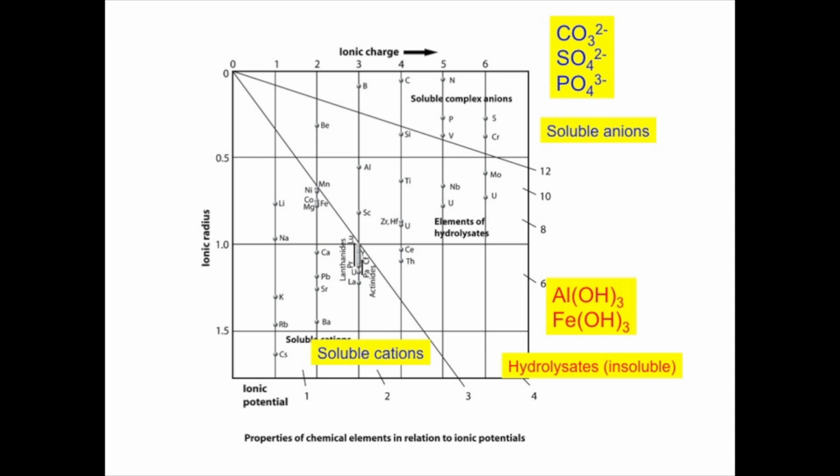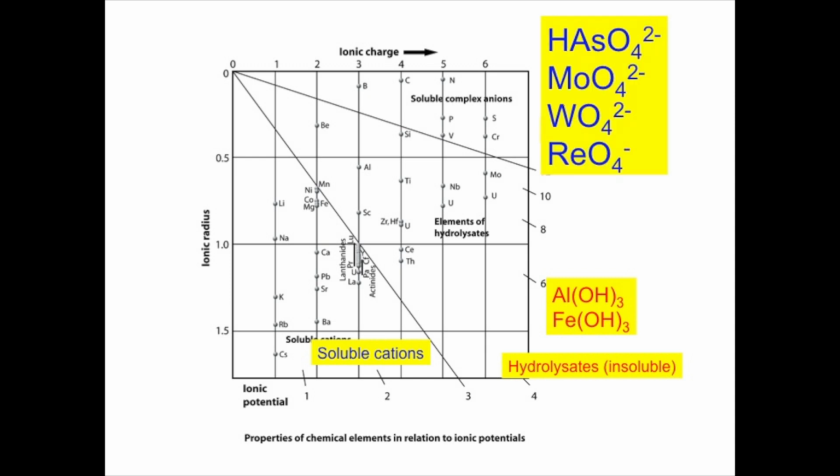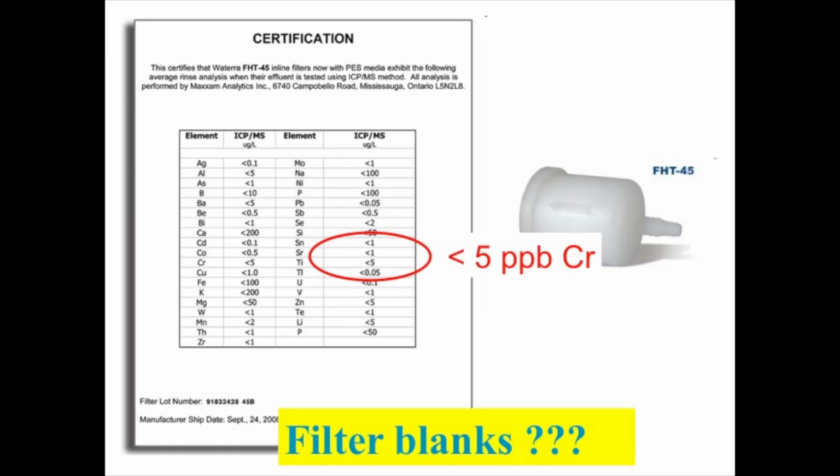And this is explained in this diagram. This is showing the ionic potential and ionic radius. The elements in the middle, like aluminum and iron and scandium, will hydrolyze and form colloids, and they're most affected by this process. And then the elements that form oxyanions will be independent of this process and remain in solution.